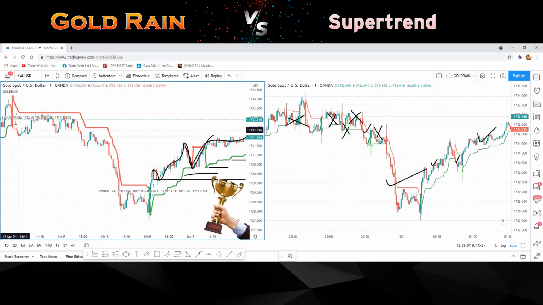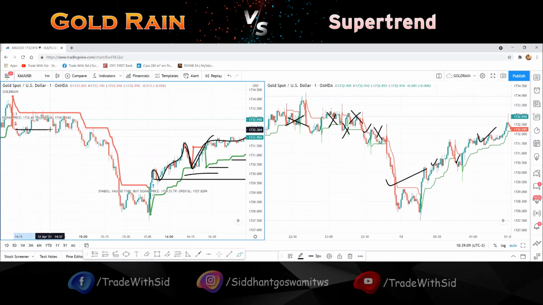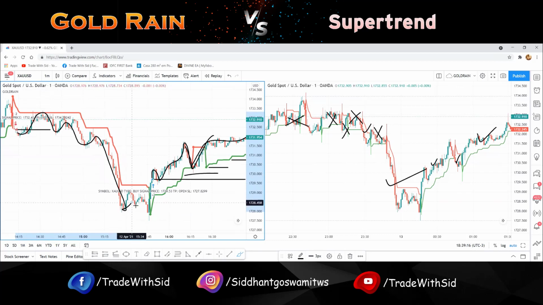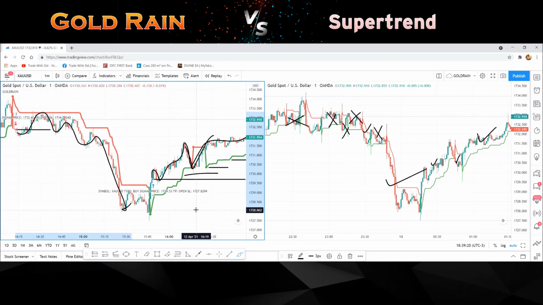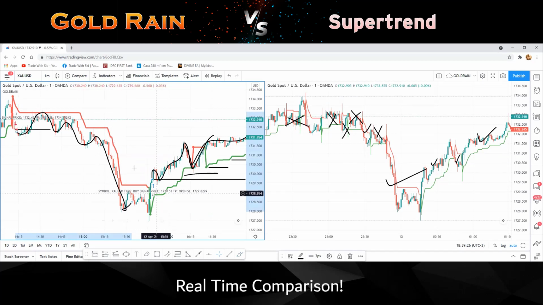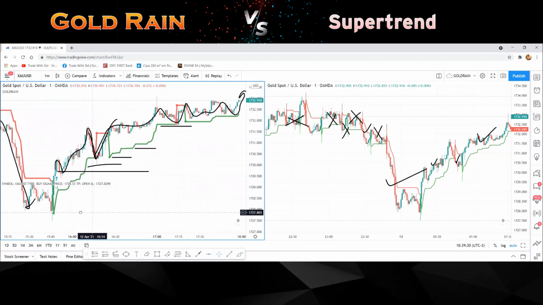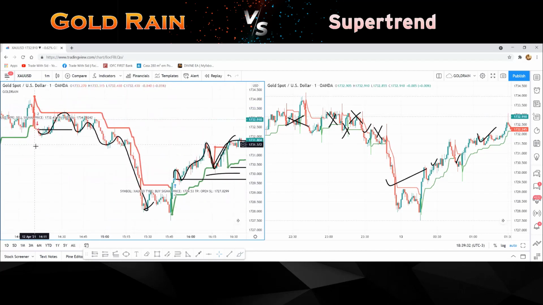Now the sell signal. You can see the sell signal was generated at 1732.43. Let's see. Price crashed till 1728, so you just got 40 pips. That's like a $400 profit in just about 20-25 minutes. Similarly, the buy signal went crazy up, the sell signal went crazy down.